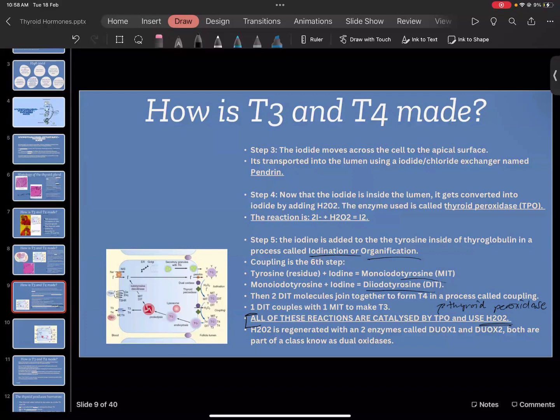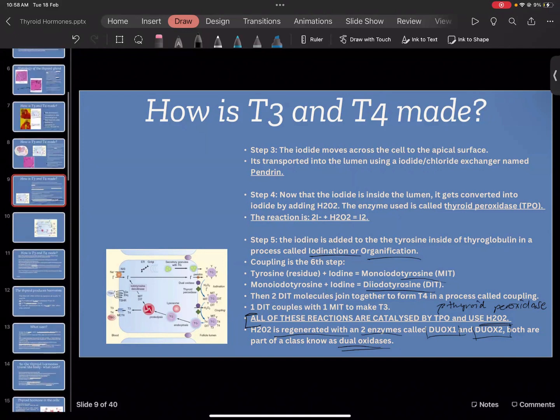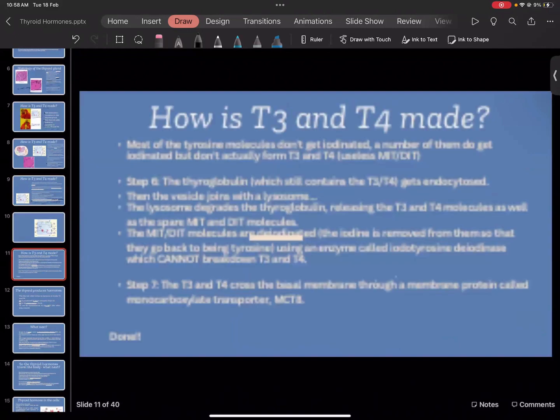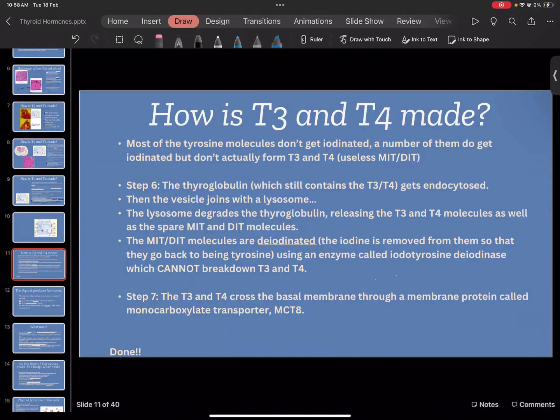So H2O2 is actually regenerated with 2 enzymes called DuoX1 and DuoX2, which are both a part of a class known as dual oxidases. So I want you to remember the name. If not Duo1 and Duo2, I want you to remember dual oxidases. Okay. All right. So moving on.